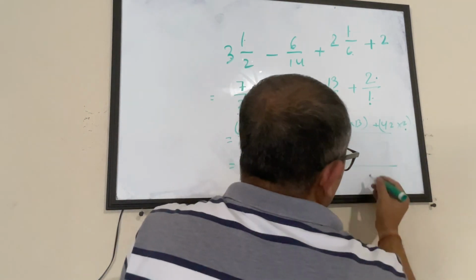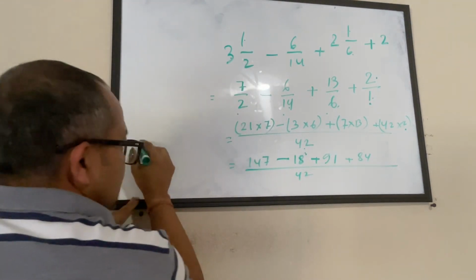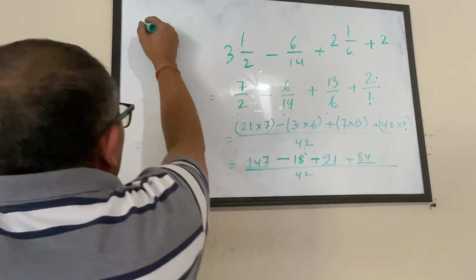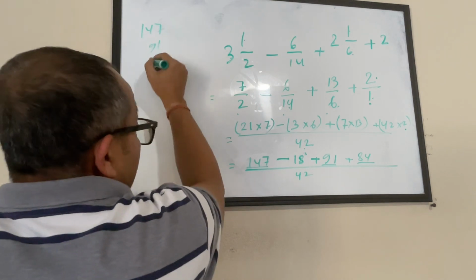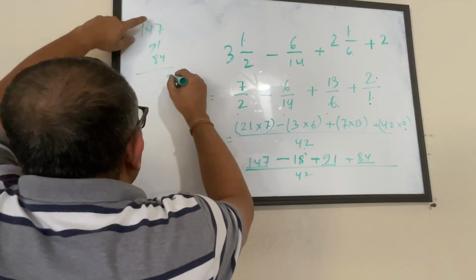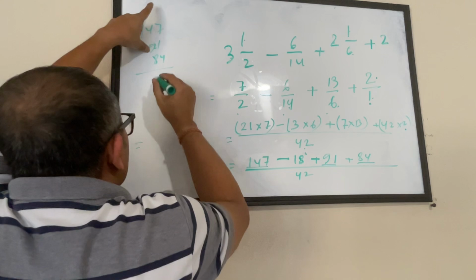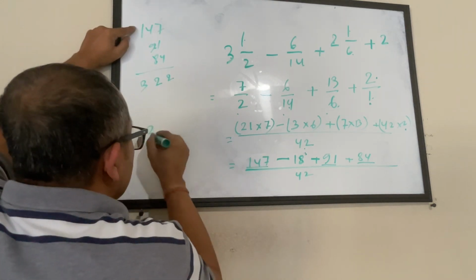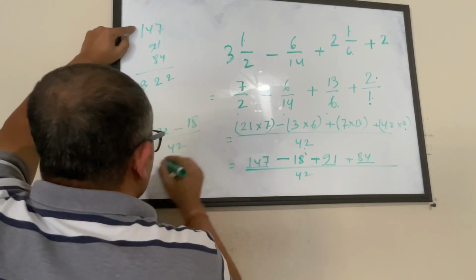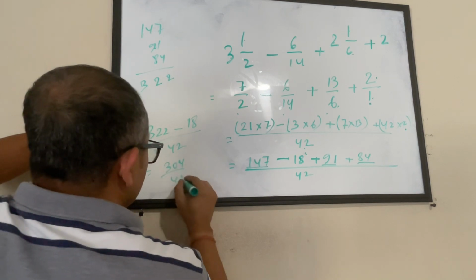Plus 42 into 2, 84. Now divide by 42. How much does this become? Add all this: 147 plus 91 plus 84. 7 plus 4 is 11, plus 1 is 12, 5, 9, 14, plus 8, 22. 2 plus 1, 3. So 322 minus 18, divided by 42. That gives me 304 divided by 42.